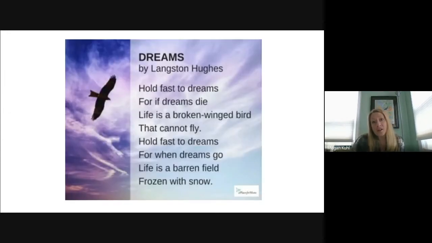Now, I want to close out our week with one of my favorite poems. It's called Dreams by Langston Hughes. I'd like you to follow along as I read it aloud.